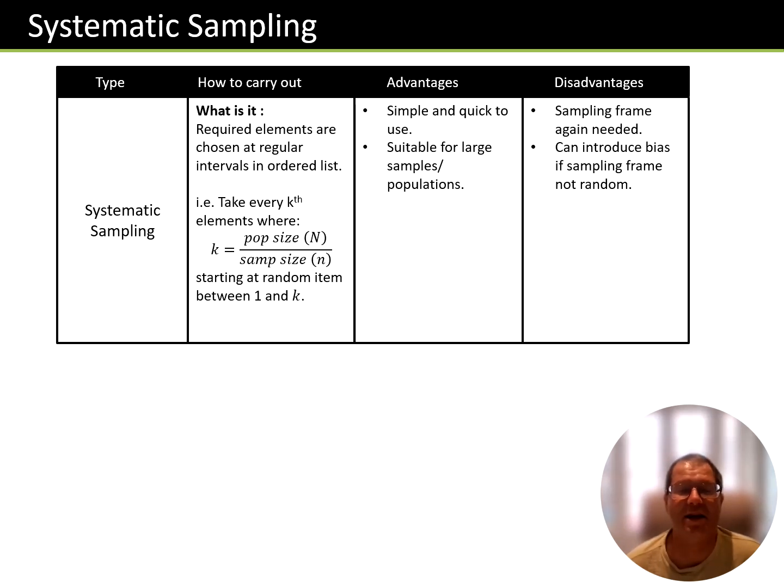And then if k is 100 divided by 20, which is 5, then you would take every 5th person after that. So you'd have the 2nd person, the 7th person, the 12th person, the 17th person, all the way up to, in this case, the 97th person.